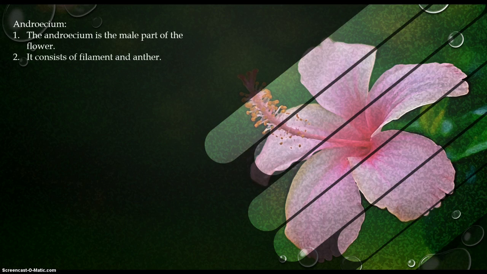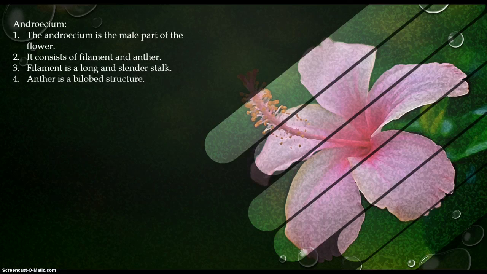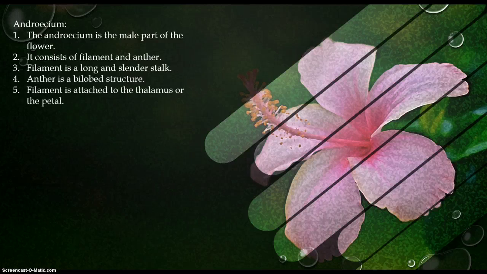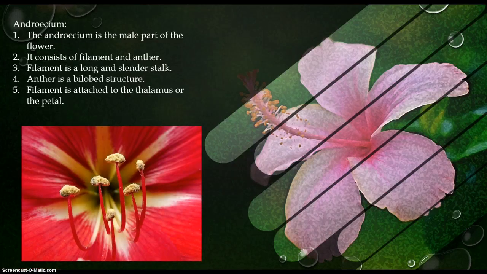As we have discussed earlier, it consists of what? Filament and anther. Filament is a long cylinder-like structure, and it is the stalk which holds the whole anther with the flower. Anther, whereas, is a bilobed structure found at the top of the filament. The filament is attached to the thalamus or the petals. So it is either attached to the gynoecium part, or to the petal, or to the base of the flower. You can see in this diagram the red colored sections are the filaments, whereas the bubble-like sections present at the top are the anthers.